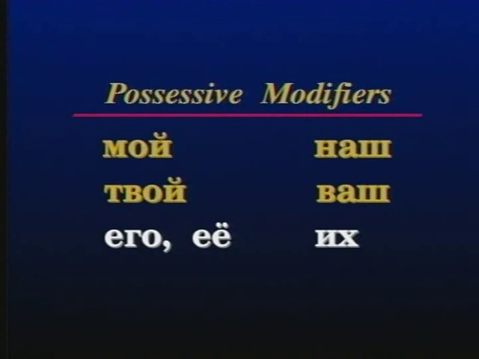Наш, ваш, их. You remember that его, ее, and их do not change their forms, but мой, твой, наш, and ваш agree in number and gender with the noun that they modify. And if we have a phrase that consists of a noun and a modifier, what do we look first at? The noun. The gender of the noun determines the ending on the modifier.